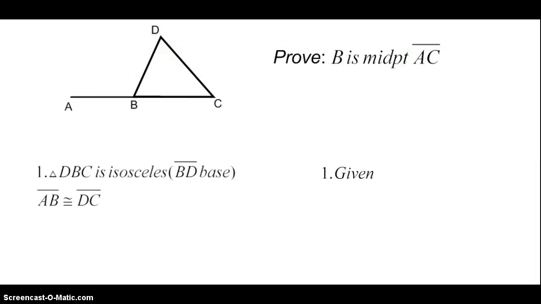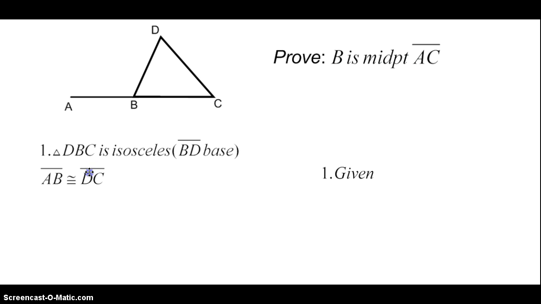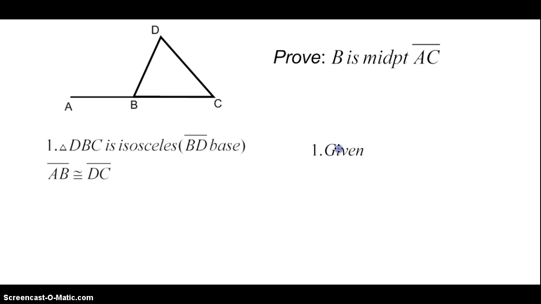So now that you see how it's used with the given and the next statement, let's actually apply this within a proof, okay? So here's my proof. I have my figure set up and you're going to draw this all in your notebook, right? My proof statement is that B is the midpoint of segment AC. If I look at my givens, I'm given that triangle DBC is isosceles and the base is segment BD. And I also know that segment AB is congruent to segment DC.